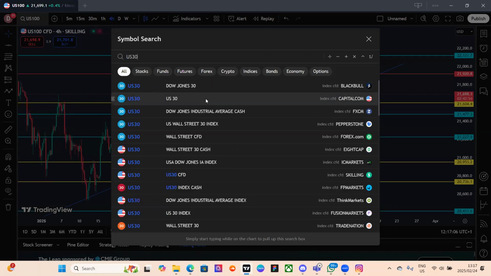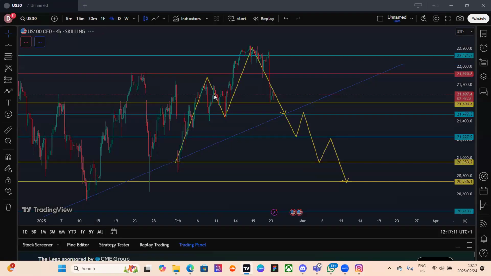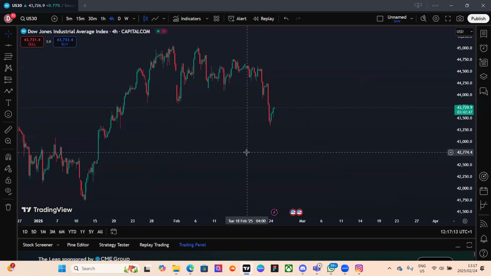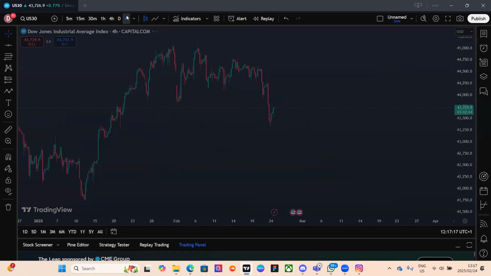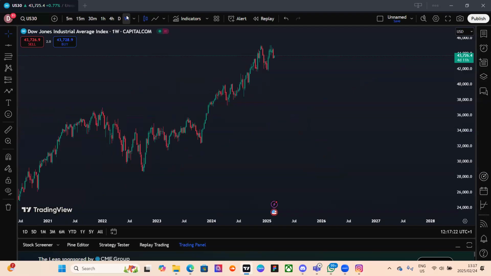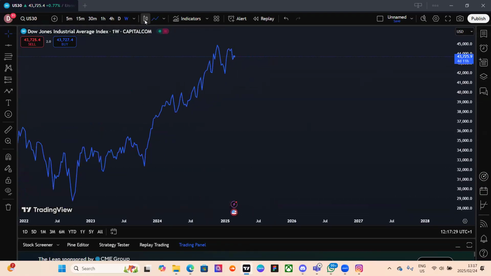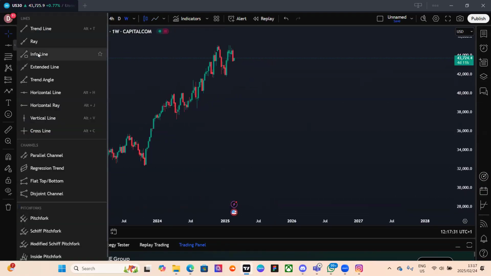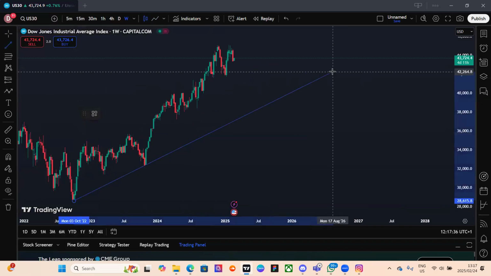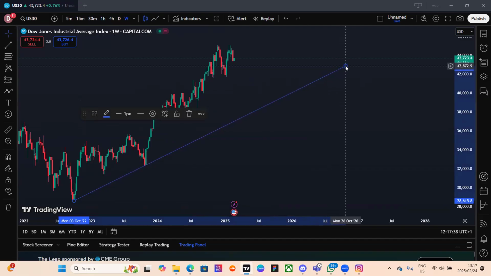US30. So US30 is moving nicely. We'll do a little breakdown on this one. Let's quickly place our trend line first, prevent doing all the other things. Trend line, yeah.